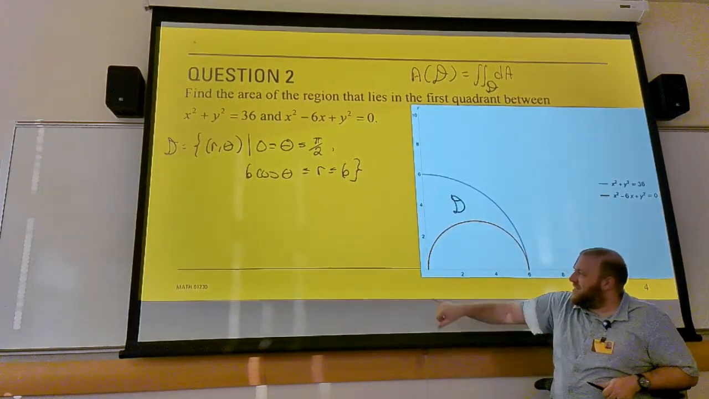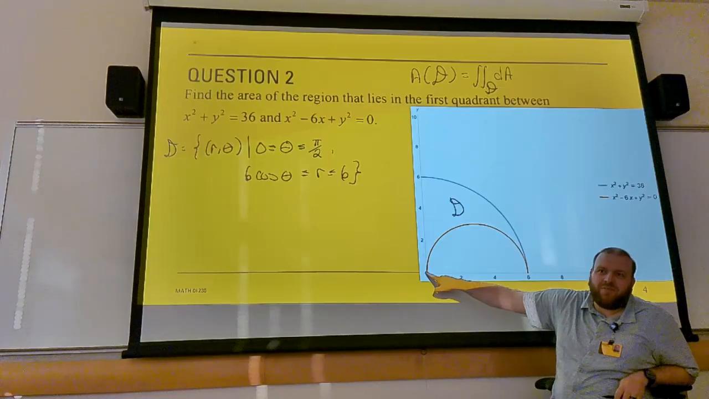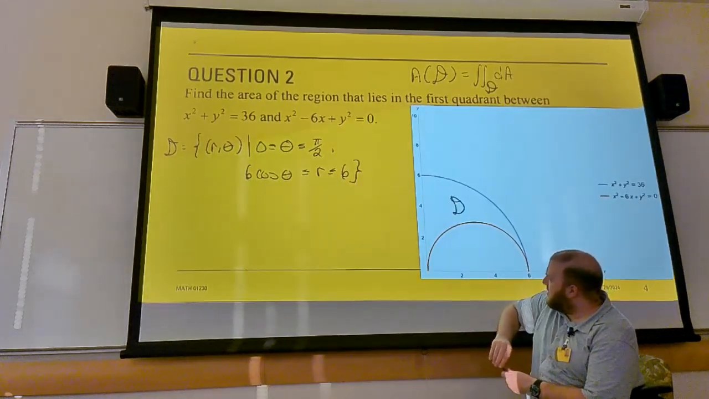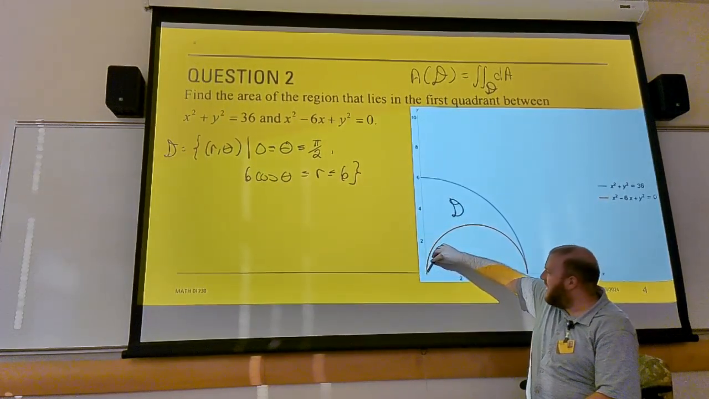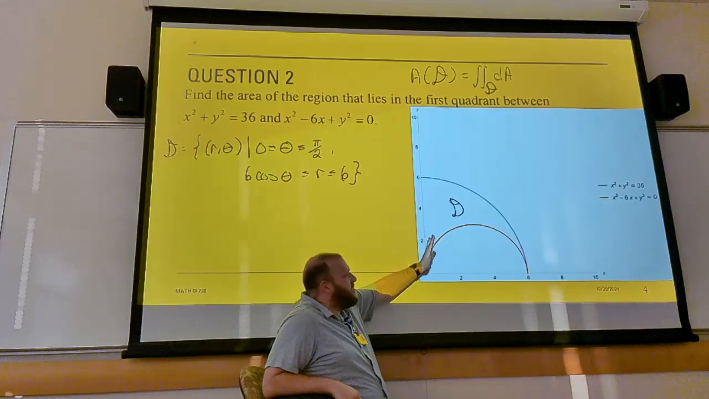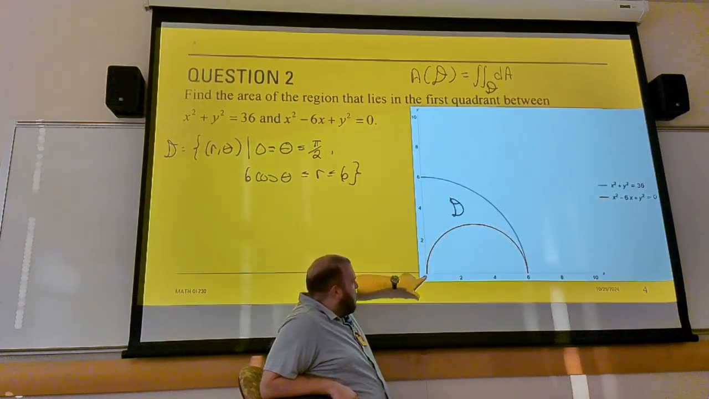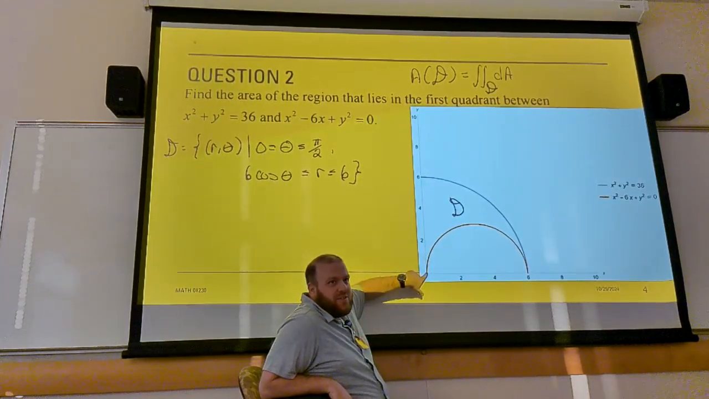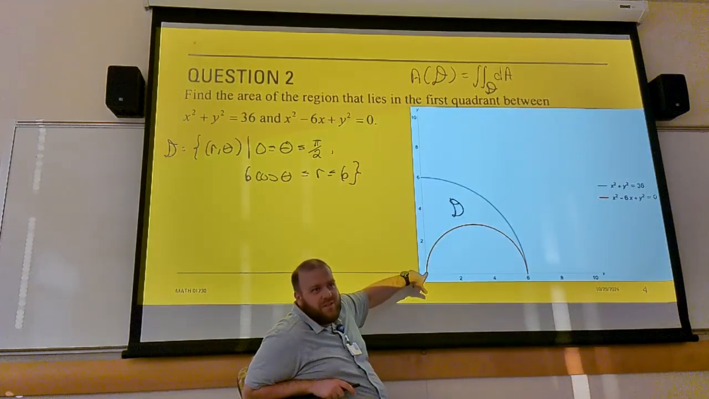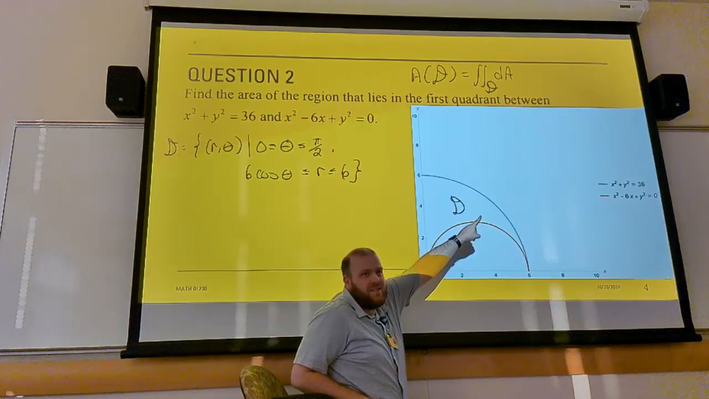You have to imagine drawing a line that represents r from the origin, and you let it rotate from 0 to pi over 2. As it rotates up, the smallest value it'll hit is this yellow line, x squared minus 6x plus y squared equals 0, which is r equals 6 cosine theta. The largest it's going to hit is the blue line, which is r equals 6. So that's how you look at it in polar. If you stick with the vertical, that may trip you up on more complicated regions. Does that make sense?